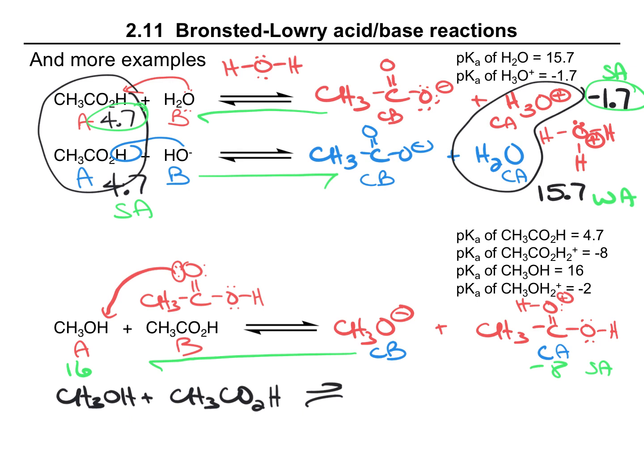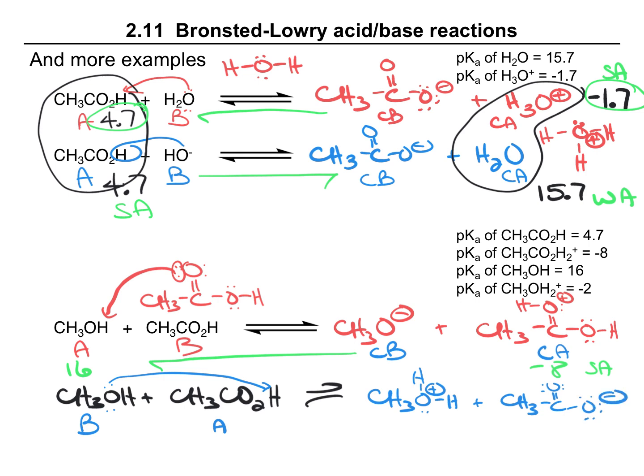All right, let's think about the other possibility where methanol acts as the base and acetic acid acts as the acid. Well, this base would grab off this proton, and so we will get CH3OH with a positive formal charge on the oxygen, and CH3COO minus.